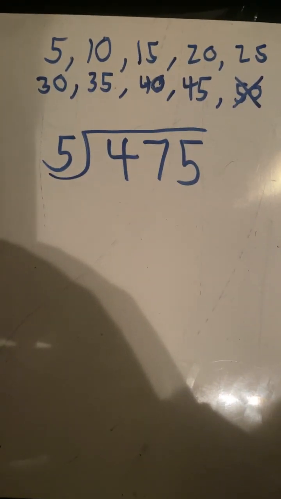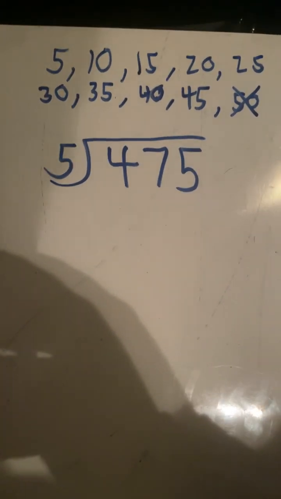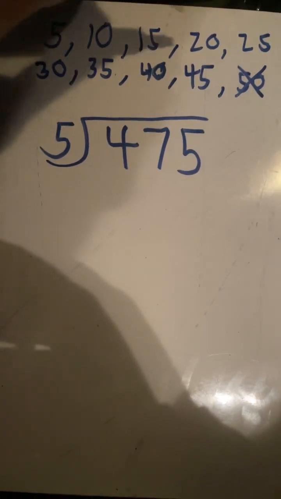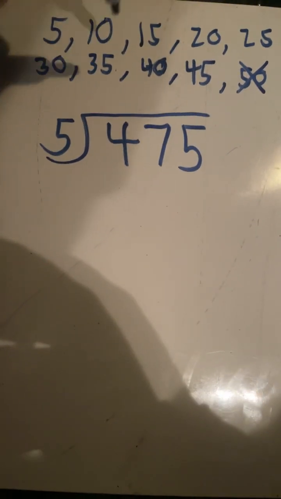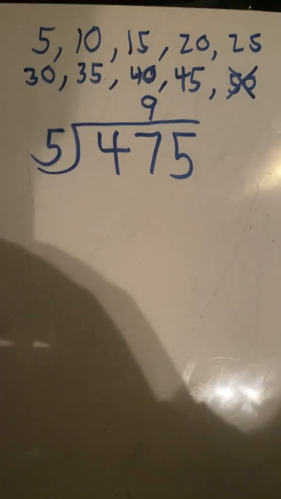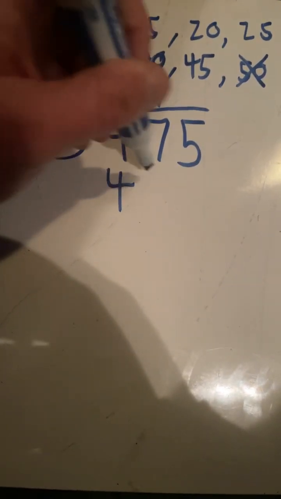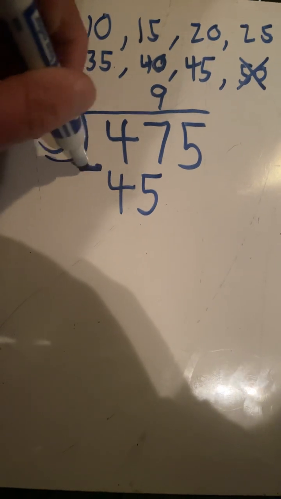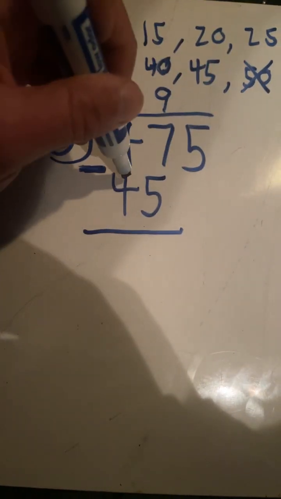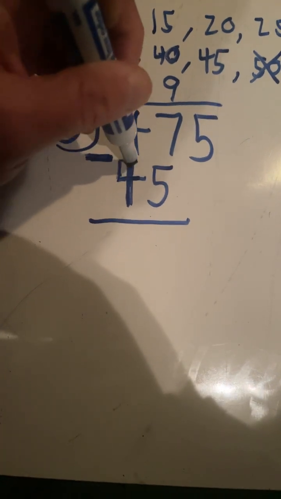We want to get as many groups of 5 as we can that are within 47. So if I counted by 5 again, I would be too far. But I was able to get 1, 2, 3, 4, 5, 6, 7, 8, 9 groups of 5 within the number 47. Now, the closest I could get to 47 without going over was 45. So 45 is the number that I have to subtract to find my remainder. The last number you skip counted is what you subtract, the last number you skip counted that didn't end up going past the number.